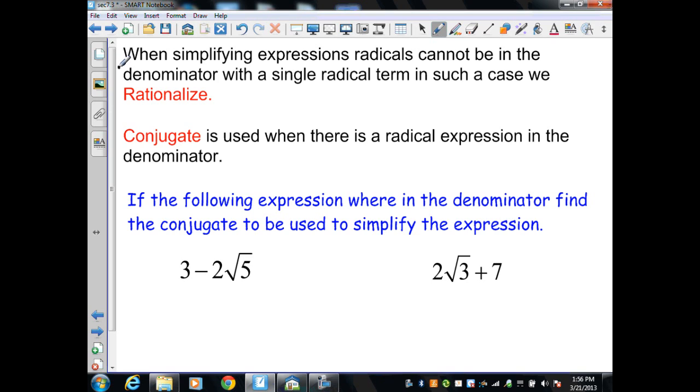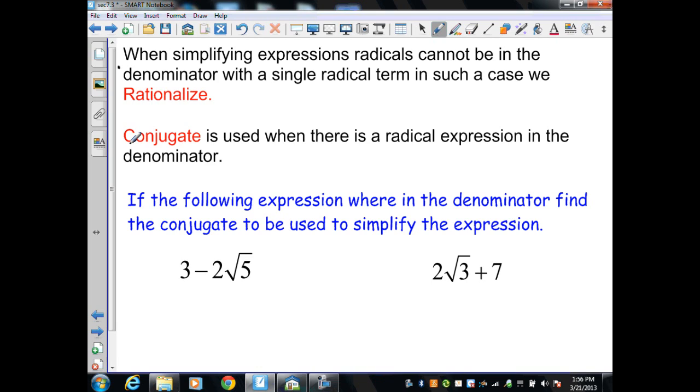From the previous section, we know that we're not allowed to have a radical in the denominator of a fraction. And when we do, we want to eliminate that radical in the denominator by rationalizing. If we have a radical expression in the denominator, we have to use another method of eliminating that radical, and that is finding the conjugate.